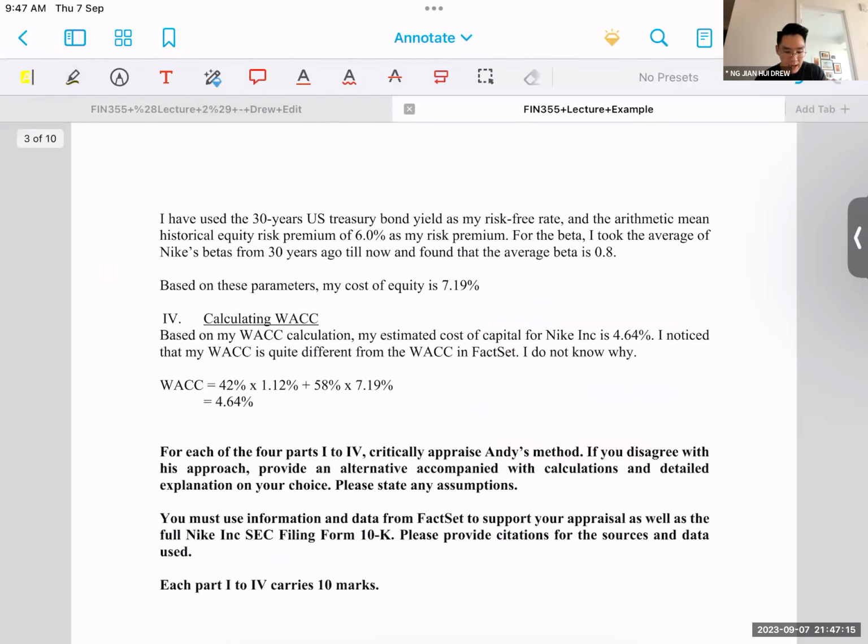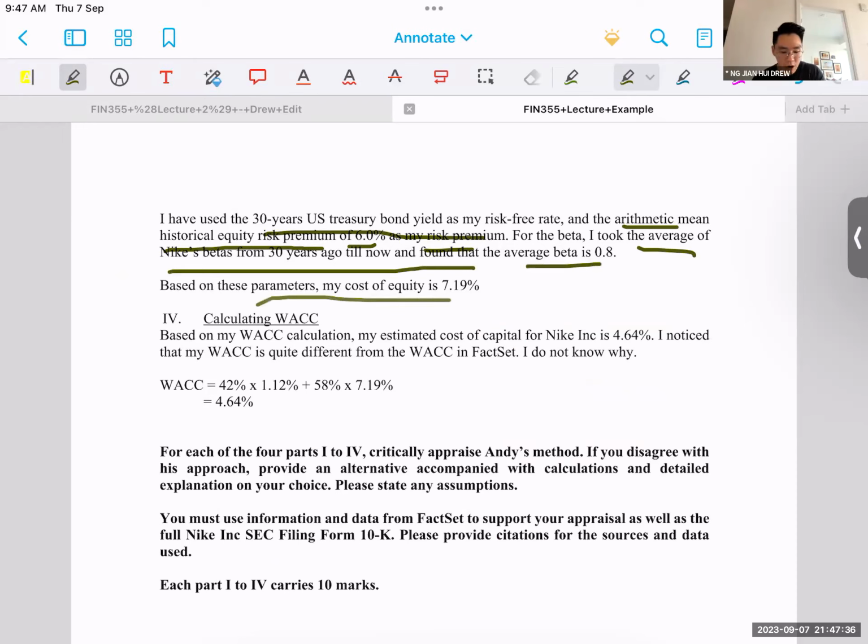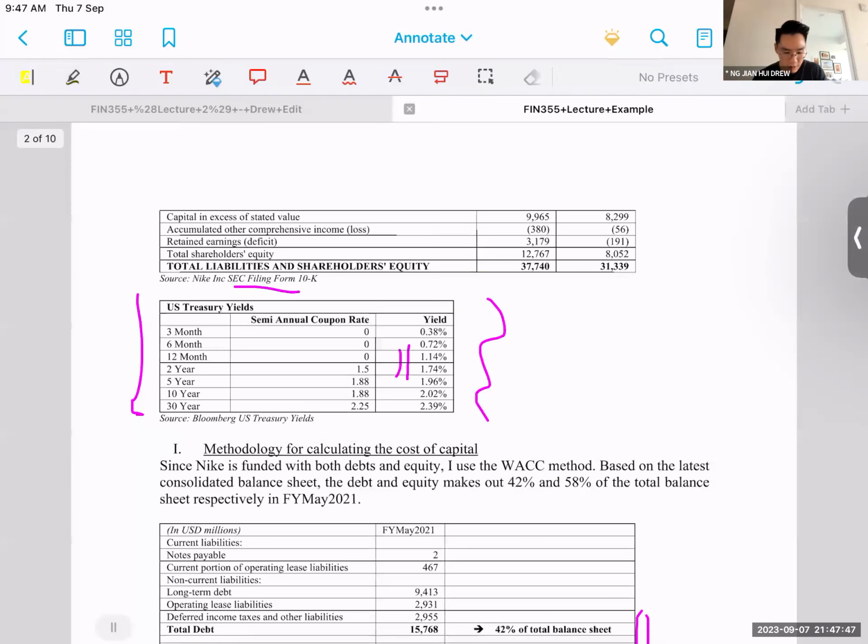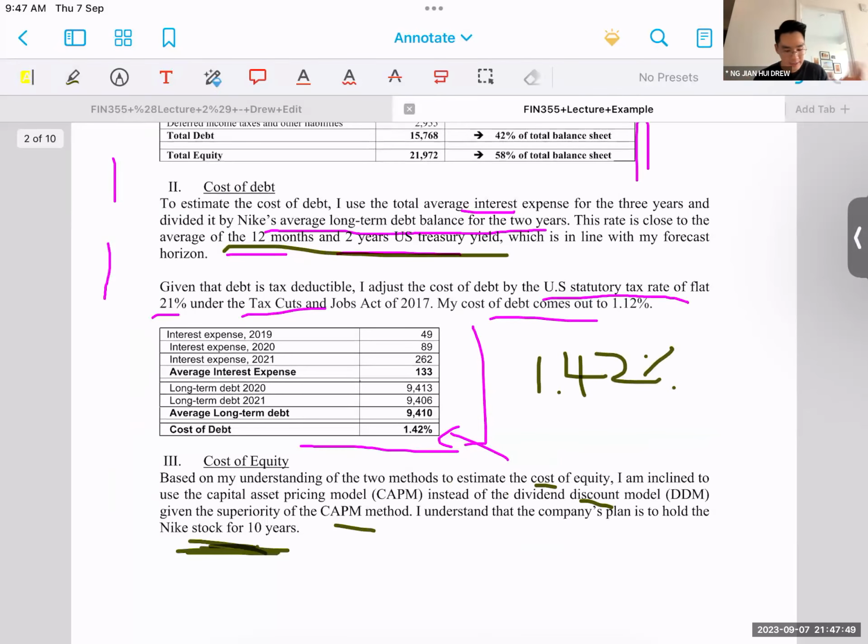He continues: I have used a 30 years treasury bond yield as my risk-free rate, the arithmetic mean of the historical equity risk premium as my risk premium. And for the beta, I took the average of Nike's beta for 30 years from now, an average beta of 0.8. Based on this assumption, my cost of equity is this. Wow, there's quite a lot of information here, but what's wrong with this now? Let's try to discuss. Anyone want to give a try? What's wrong with the cost of equity now?